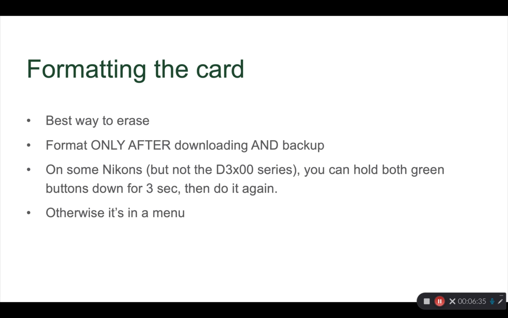Some Nikons have two little green buttons that you can hold both green buttons down for 3 seconds, let up, hold them again, and it'll format the card. Other Nikon users, not so lucky, and I'm sorry, Canon and Sony folks, you don't have that either. Otherwise, it's in the menu, and it's typically not too hard to find. So take a minute and find out how to do it. If your pictures aren't backed up, don't hit OK.